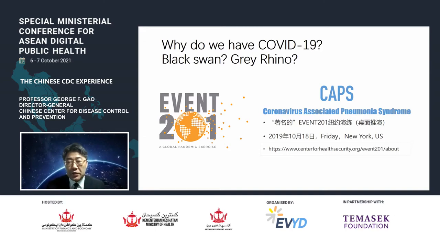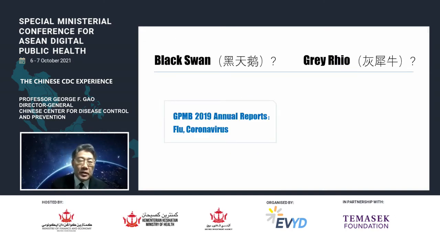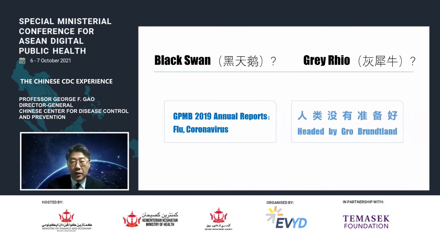Obviously, that also tells you the coronavirus could be very serious. This is why I was a member of the GPMB, the Global Preparedness Monitoring Board. In our 2019 annual report, we claimed flu and coronavirus are the most likely viruses to cause a pandemic in human beings. But we are not ready.